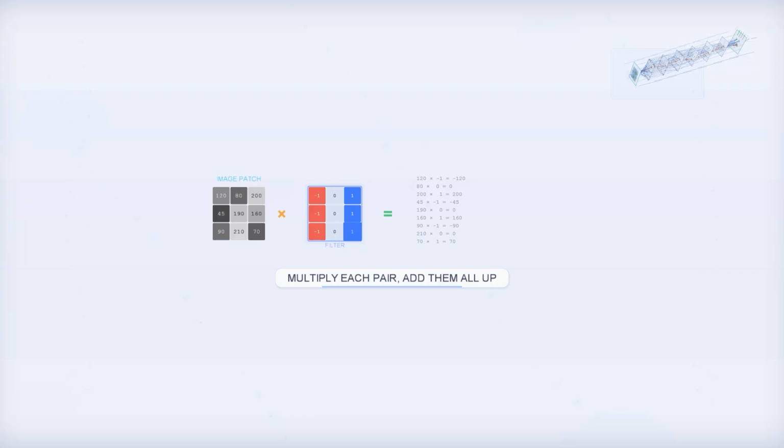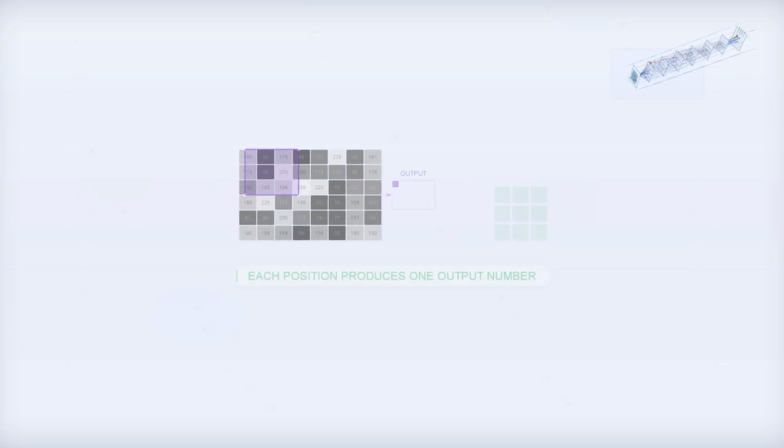Here's a 3 by 3 image patch, and here's our filter. We multiply each pair of numbers together, add them all up. That single sum is our output value. Slide the filter one step over, repeat. A map takes shape. Each position produces one number in the output.